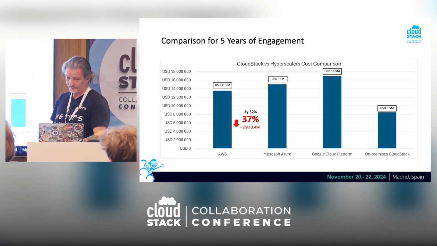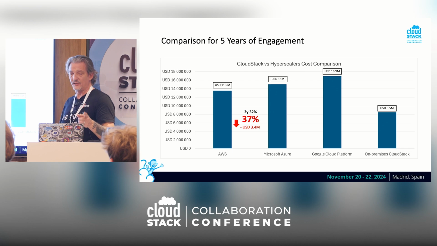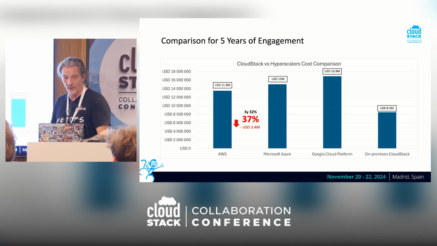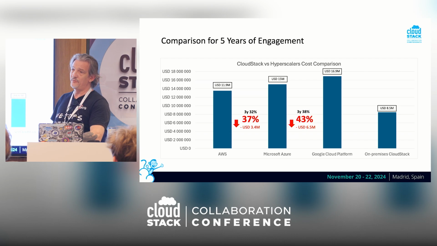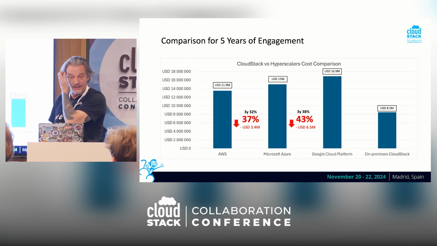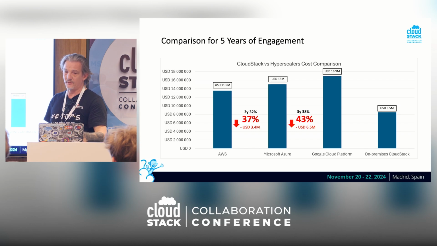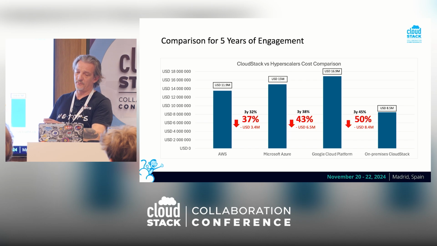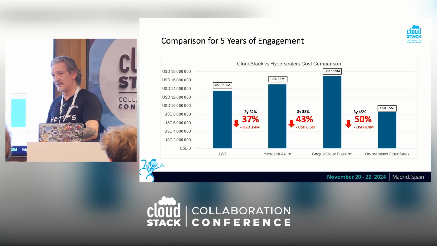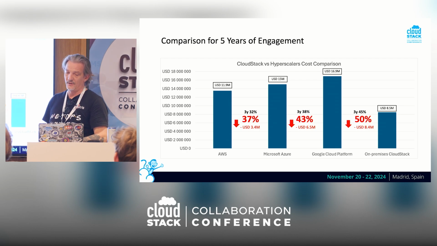In that case, from 32% considering 3 years, I can save 37%. It means a reduction of 3.4 million US dollars. Comparing with Azure, you have from 38% to 43%. It means 6.5 million. And compared with Google Cloud Platform, this is the number: 45% of savings in 3 years to 50% in 5 years. It's a massive saving in that case.